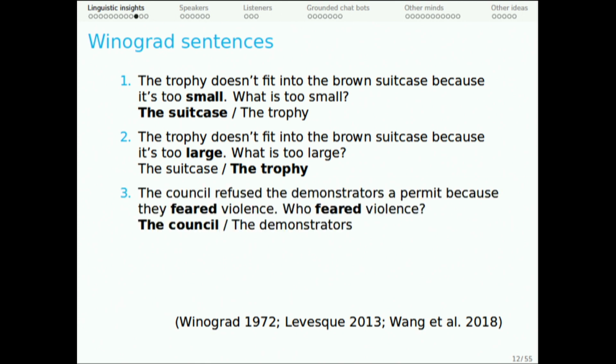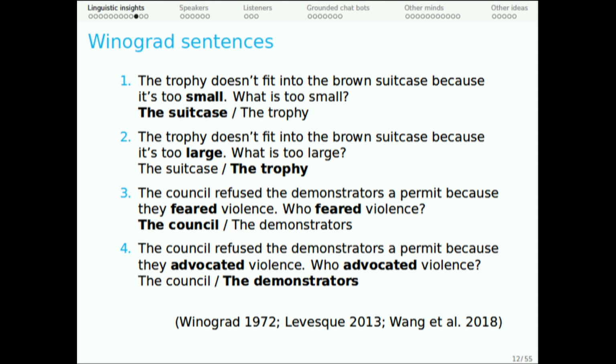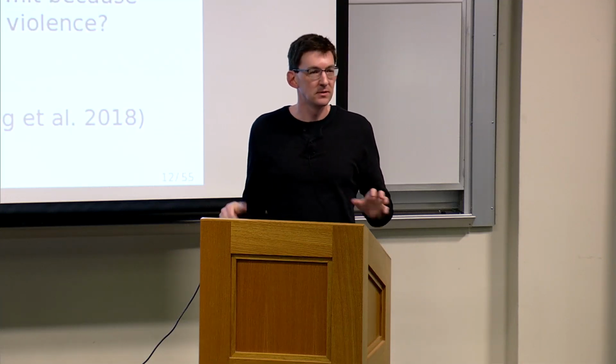The council refused the demonstrators a permit because they feared violence. Who feared violence? You can figure out that it's the council. And you can do that because of your understanding about social roles and their relationships. If I change it a little bit, the council refused the demonstrators a permit because they advocated violence. Who advocated violence? Then your interpretation flips to the demonstrators. That first one is very physical in its grounding, and the second one is grounded in more like social constructs.